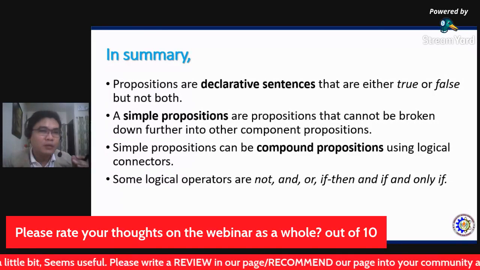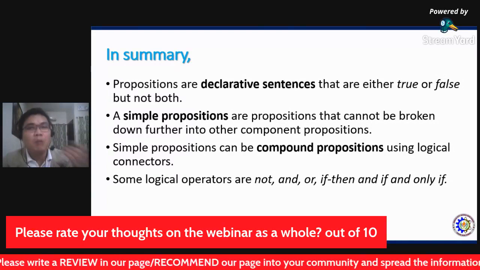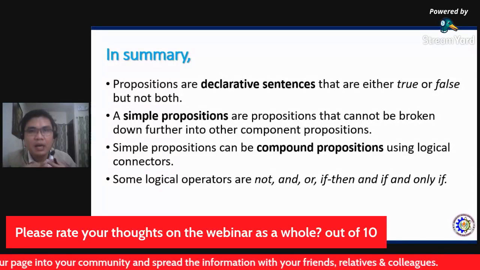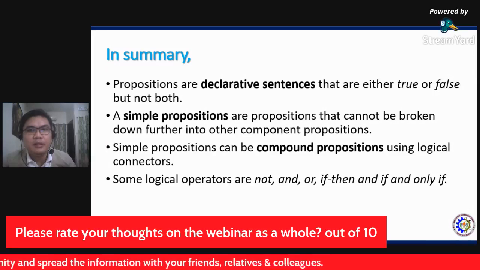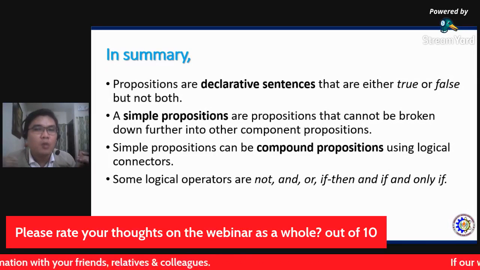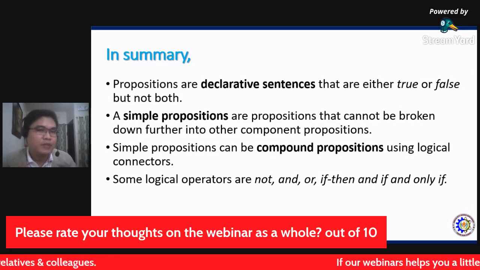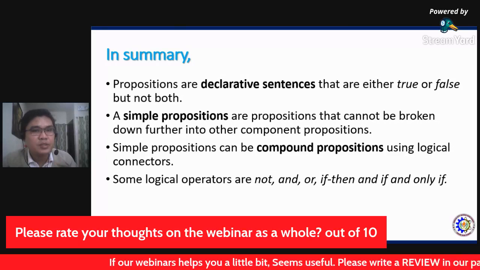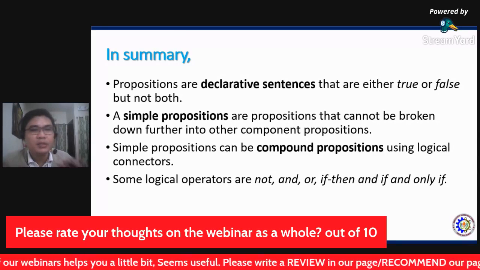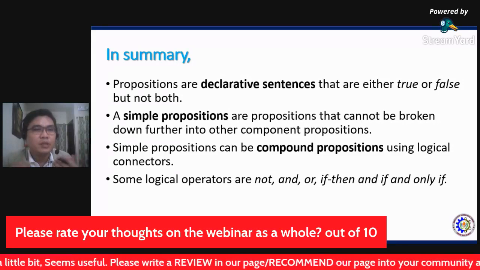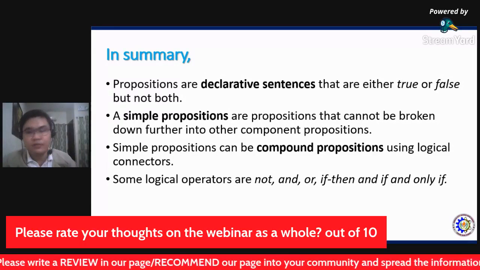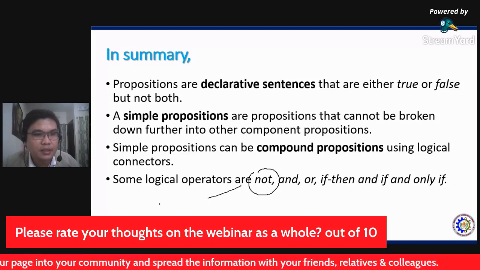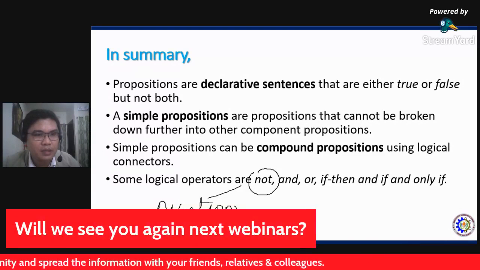But if we have one and another proposition, or even more propositions, and we combine them using logical connectors, the resulting proposition is what we call a compound proposition. So compound propositions contain two or more simple propositions connected using logical connectors. What are some of the logical operators we use in logic? Usually, we have the not. This is called the negation, and the symbol is this one.